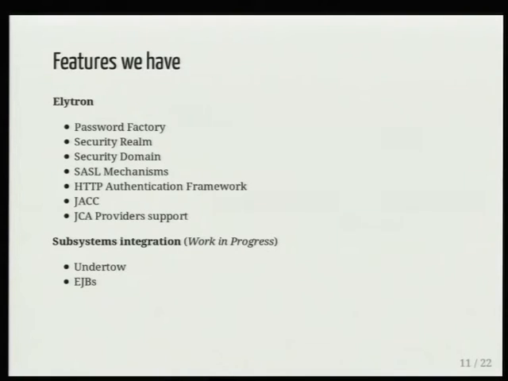What is already implemented in Elytron? It's mainly a set of APIs and SPIs. One of them is the server password factory, which provides implementations of several types of passwords and password mechanisms and representations such as hashed passwords and salted passwords. It also provides an API for some level of transformation from one representation of passwords, for example from plain, to some other representation. And when it is supported, we have an API for it.